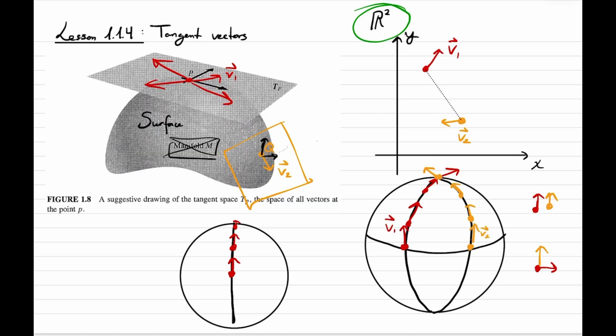Okay, so you are thinking in R3. You are not in R3. You are in a sphere. You are confined to the surface of a sphere. You live in a 2D world.